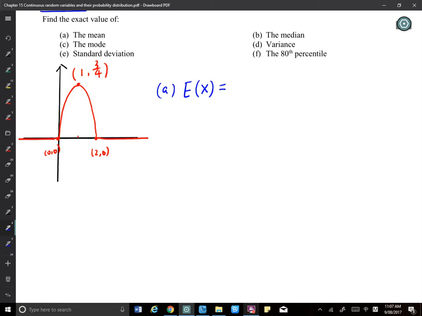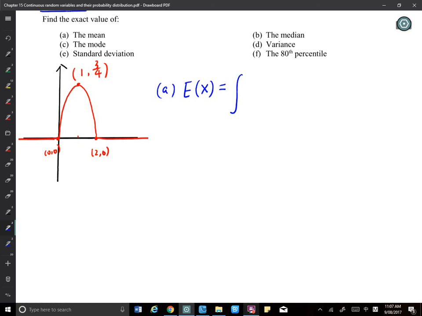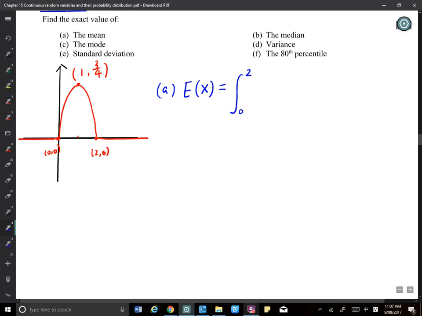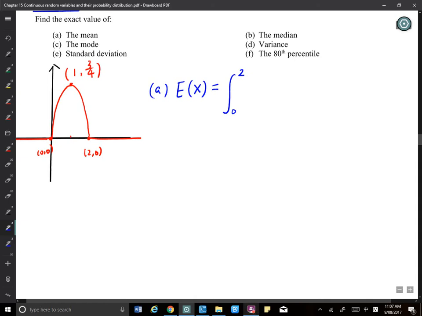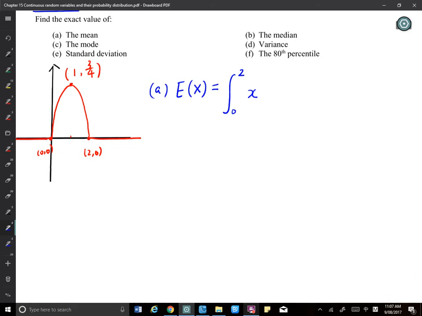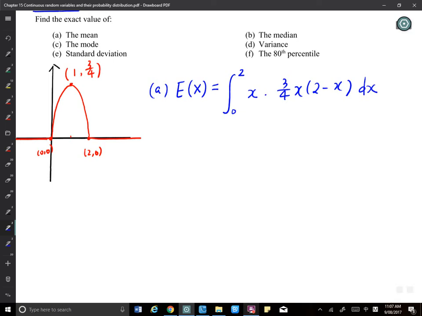Go back to the previous page. Integral. What values do I need? 2 and 0. You're not going to write negative infinity to positive infinity. And what do we have here? x and f(x). f(x) is 3 on 4 x times (2 minus x). And dx. That's the equation, and we just evaluate that. Stop using your calculator, use hand.